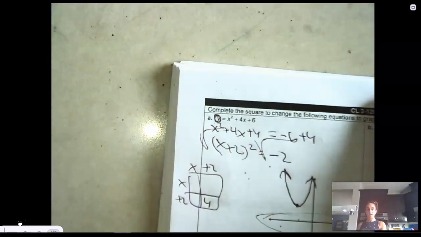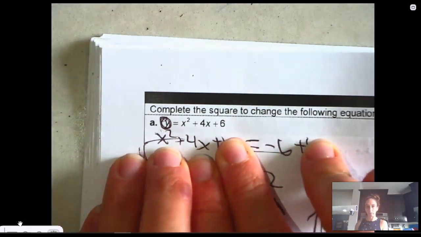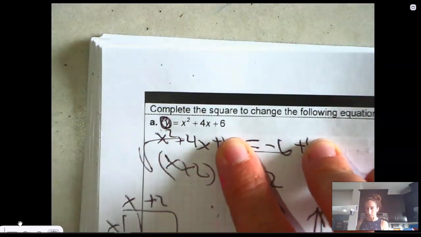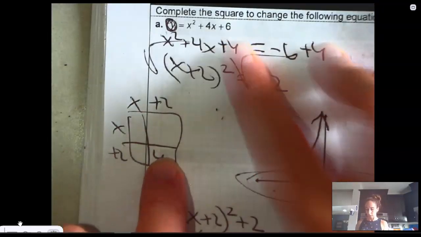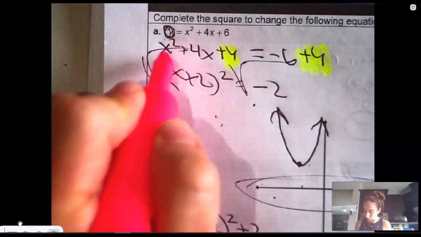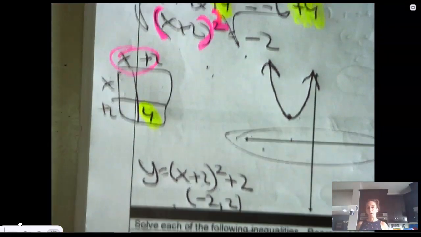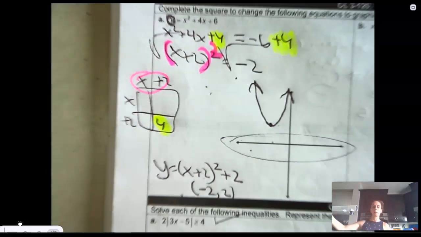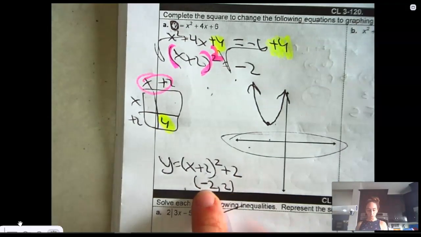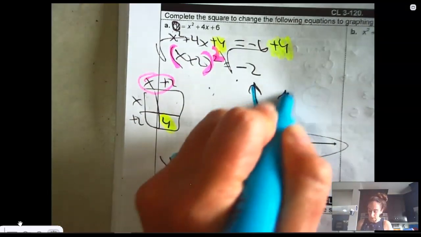Okay. This one, it said solve by completing the square. So I had this. I moved over the -6. Then I boxed it out and I got 4. So then I took this 4 and I added it there and I added it there. And then I took my x plus 2 and I squared it. So that when I put it in vertex form, let me zoom out a little bit, I saw that my vertex was -2, 2, and I know since this is positive, it's going up.